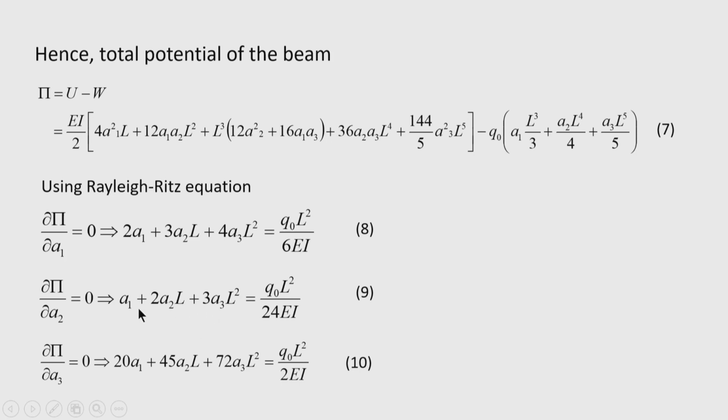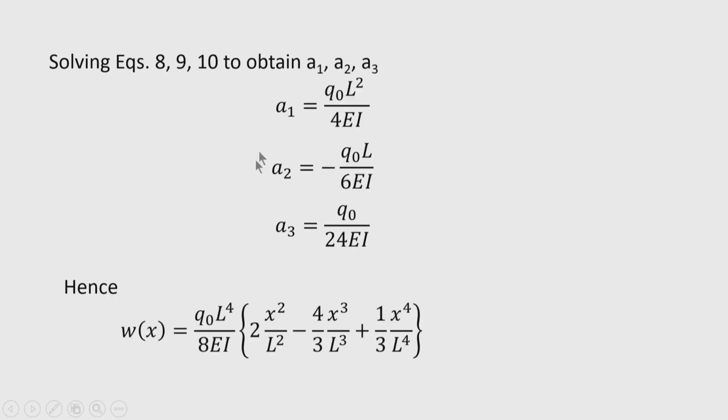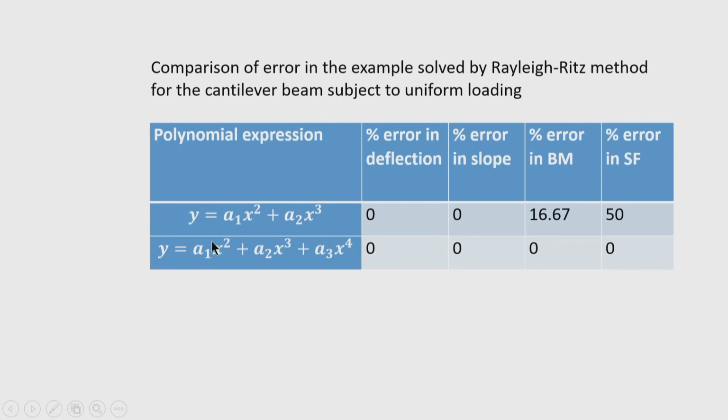Using any method, for example, Cramer's rule is a possible method for solving the linear simultaneous equations, we now obtain A 1, A 2, A 3. So, obtaining these A 1, A 2, A 3, we now express the deflection. From this deflection equation, we can now obtain the slope, bending moment and shear force using the derivatives of the deflection function.